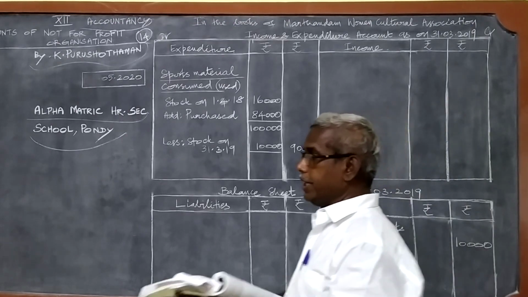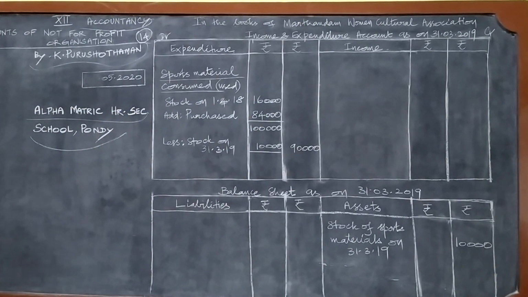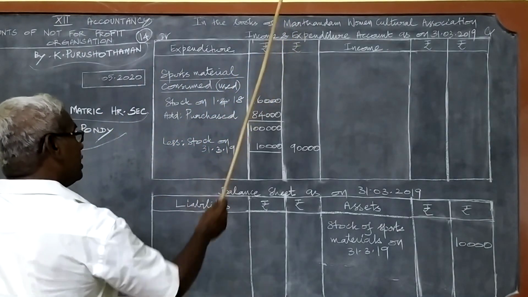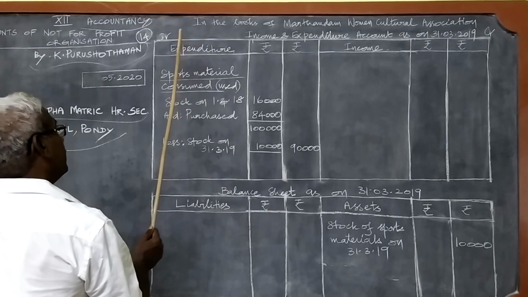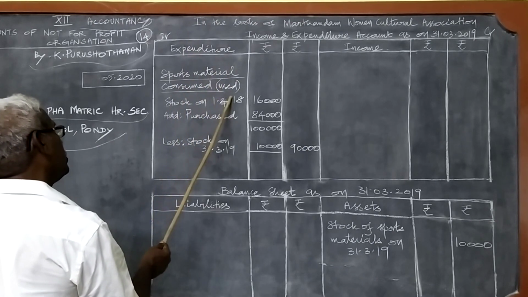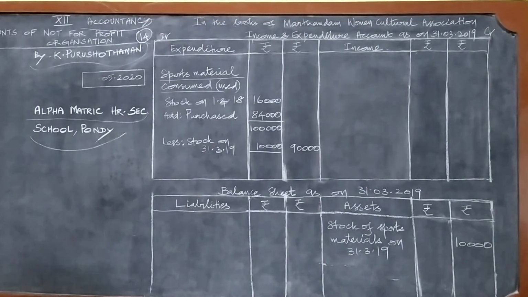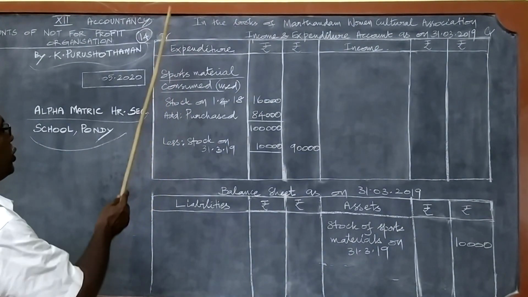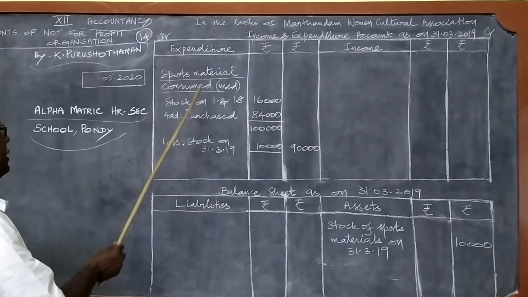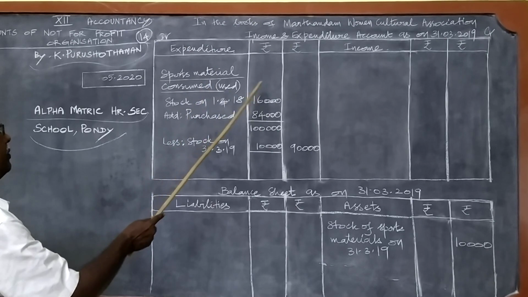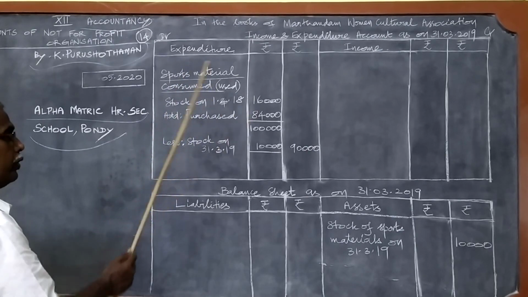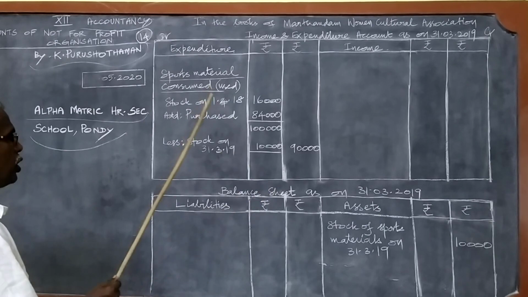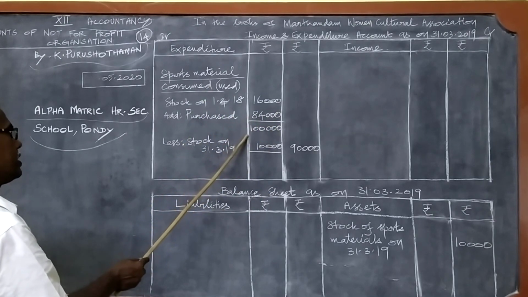So, under this problem 14, you are supposed to prepare final accounts. The final account consists of two parts: one is the income and expenditure account and the other one is the balance sheet. Under income and expenditure, the sports materials consumed or used must be written. It is a kind of loss or expense, therefore, it should be written under the expenditure side. The opening stock, that is the stock at the beginning of the year, 16,000. The value of sports material purchased is 84,000. Therefore, the total sports material available must be 1 lakh.